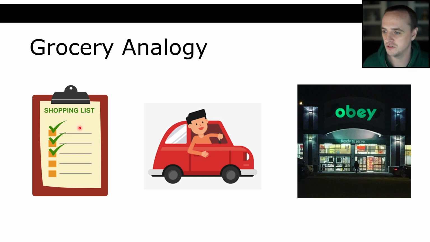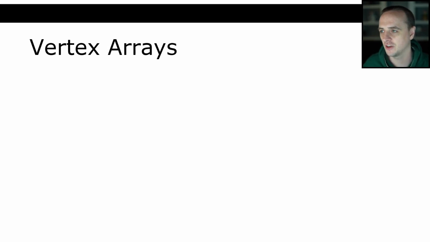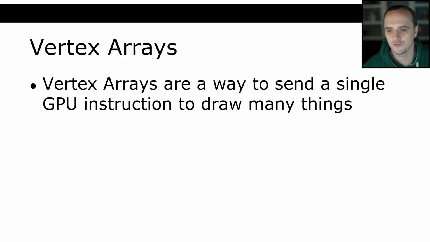So the way we've been doing things is going one item at a time to the GPU and telling it to do that thing. But what we want to do is give the GPU the whole shopping list and then say, draw all of this for us, okay? So I hope that analogy makes sense because it's pretty close to the real thing. So the way we're going to do that is something called a vertex array. Now people hear arrays and they get confused, but it's really quite simple. So vertex arrays are a way to send a single GPU instruction to draw many, many different things.